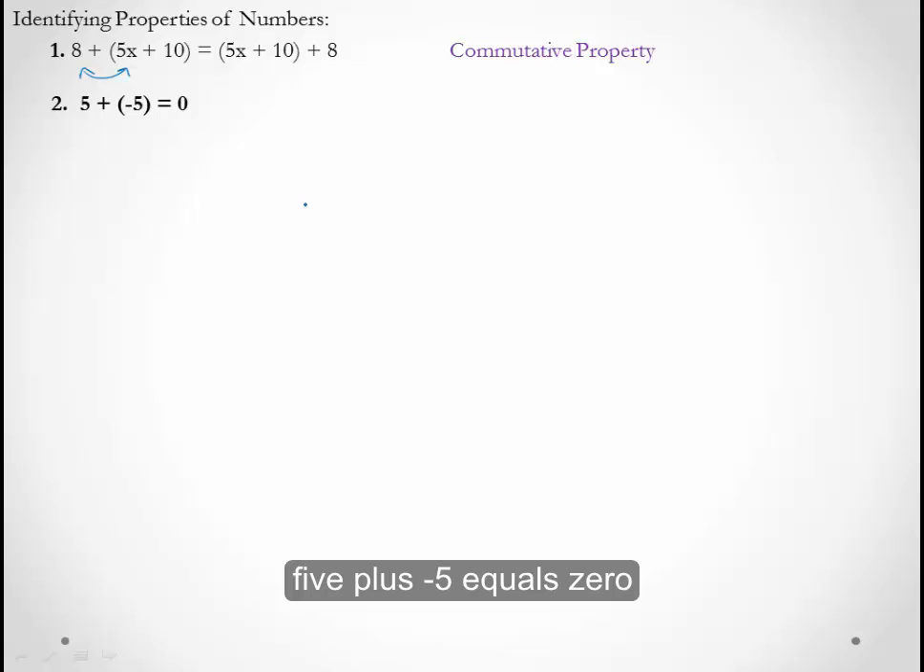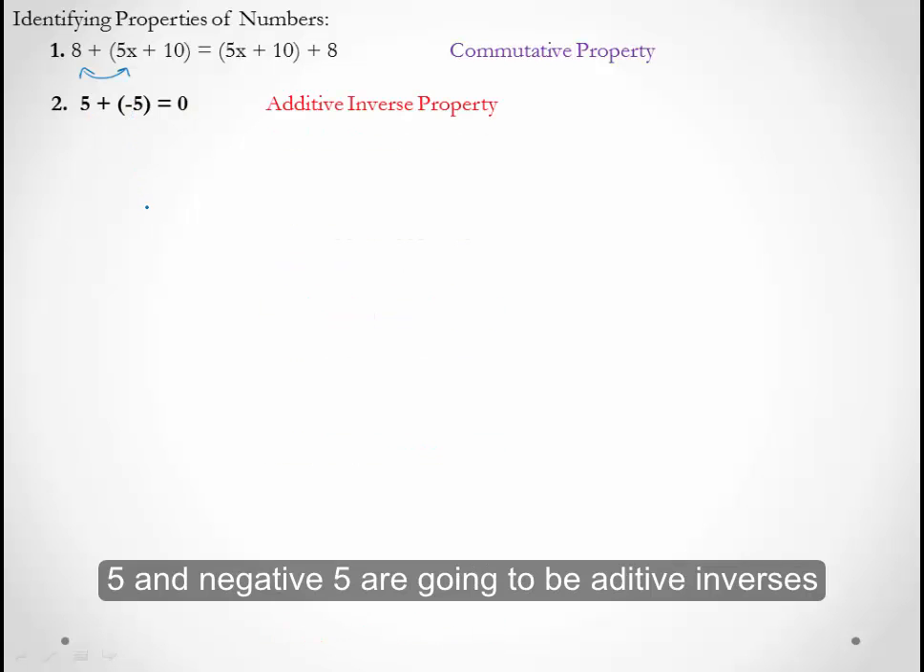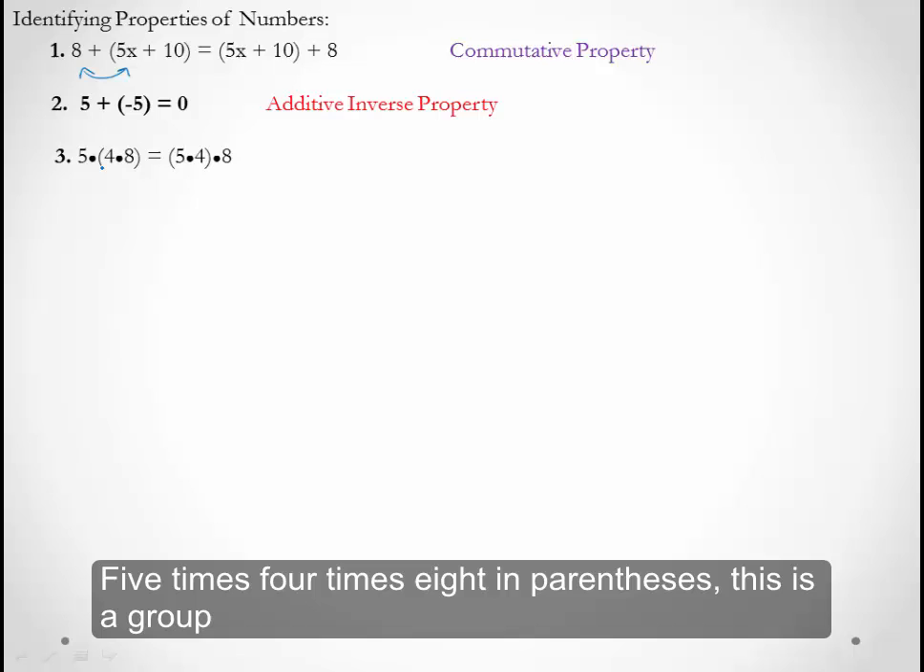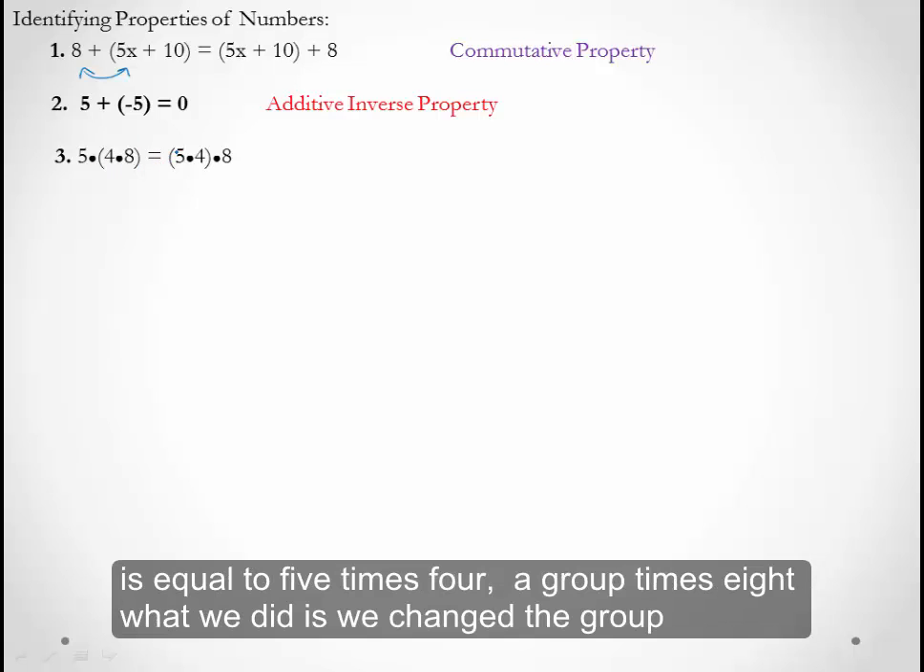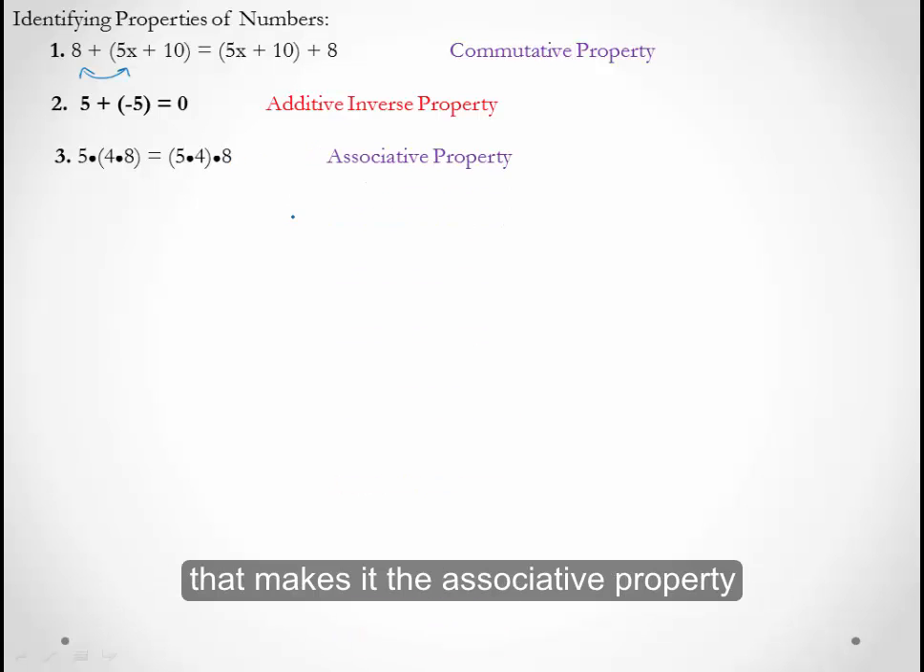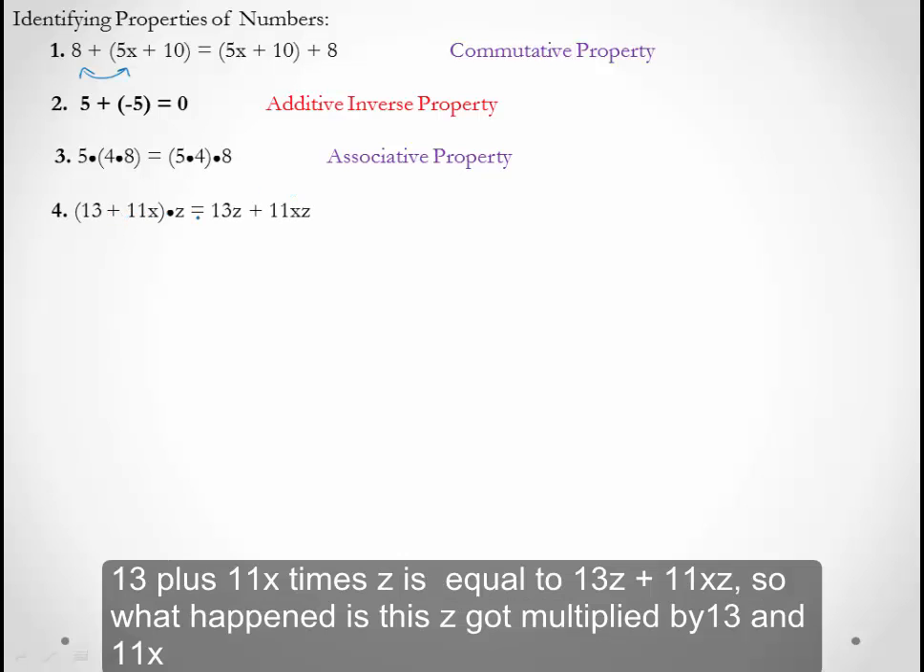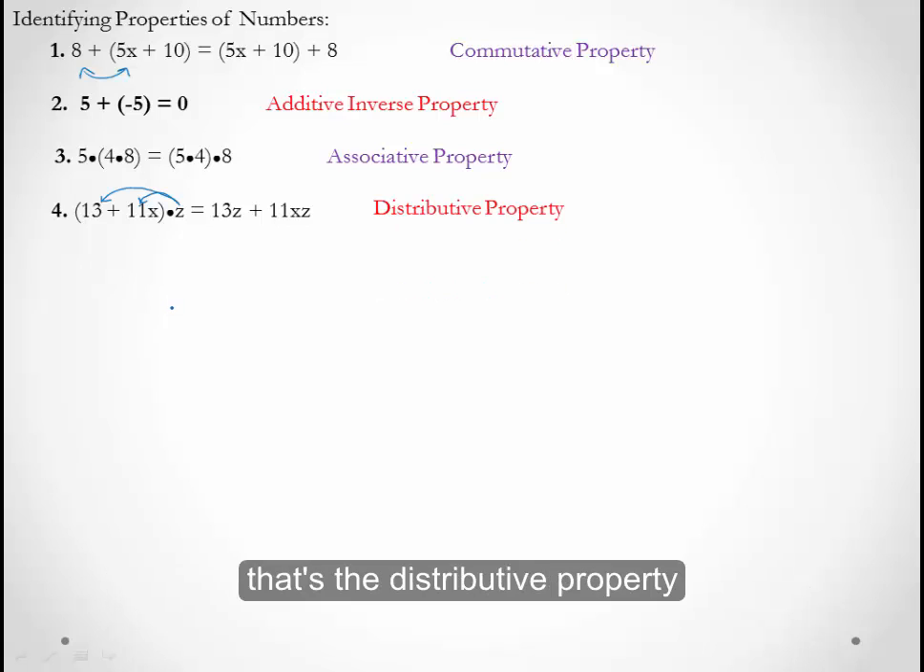5 plus negative 5 equals 0. 0 is our additive identity. 5 and negative 5 are going to be additive inverses. 5 times 4 times 8, in parentheses, this is a group, is equal to 5 times 4, a group, times 8. What we did is we changed the group. That makes it the associative property. 13 plus 11x times z is equal to 13z plus 11xz. So what happened is this z got multiplied by 13 and by 11x. That's the distributive property.